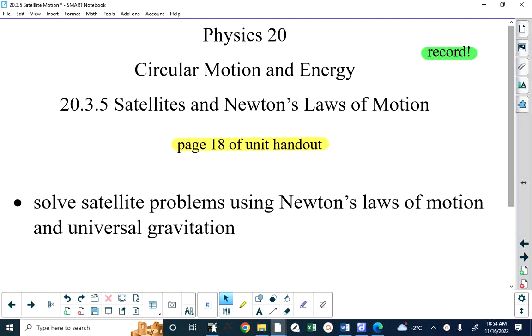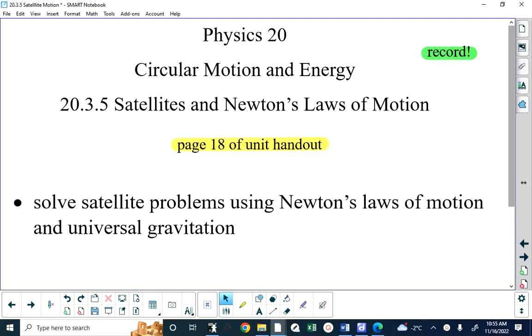So this is on page 18 of your unit handout. We're dealing with satellite motion and Newton's laws of motion. I don't think this number is right. I think it's probably 3.10 maybe, or does it say 3.5? Oh, right, because it was 3.4 part 1, part 2, part 3, etc. So this is section 3.5 in your note package. And we're going to be solving problems that involve satellites.